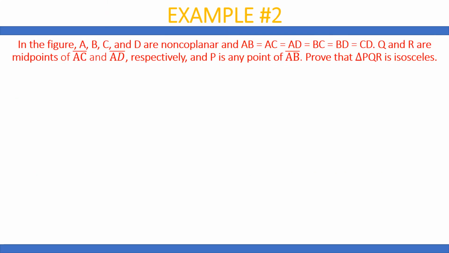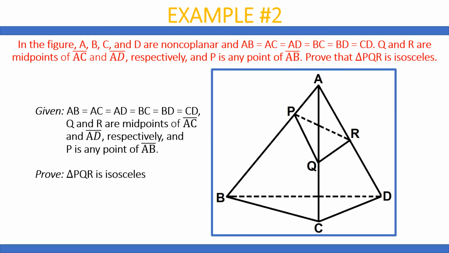Example number 2. In the figure, A, B, C, and D are non-coplanar, and AB is equal to AC equal to AD equal to BC equal to BD equal to CD. Q and R are midpoints of line segment AC and line segment AD respectively, and P is any point of line segment AB. Prove that triangle PQR is isosceles.